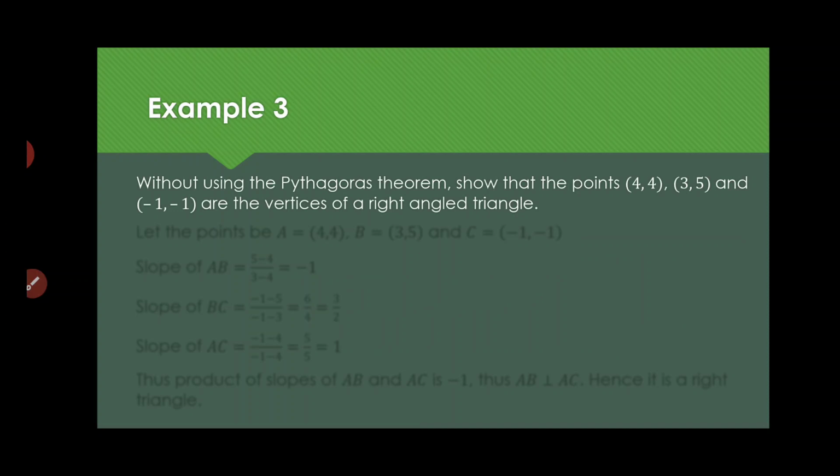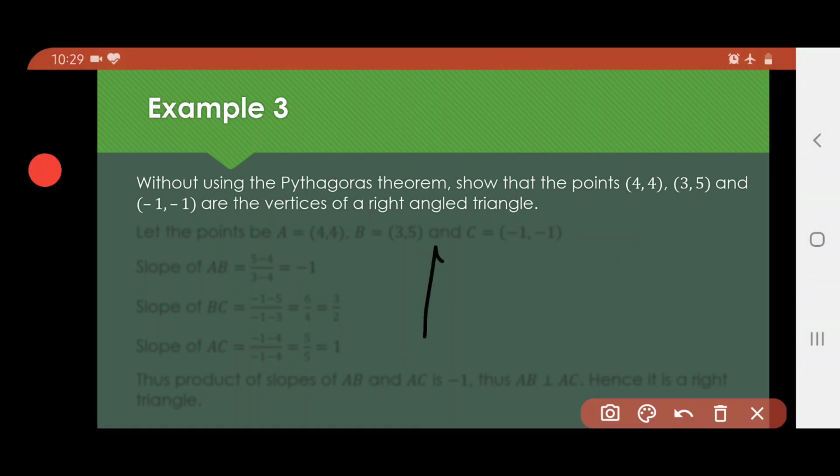Now what to do? See here, to become a right angle triangle, any two sides have to be perpendicular. So there has to be two sides which will be perpendicular. So if they are perpendicular, the slope of this side and the slope of this side, the product of their slopes should be -1.